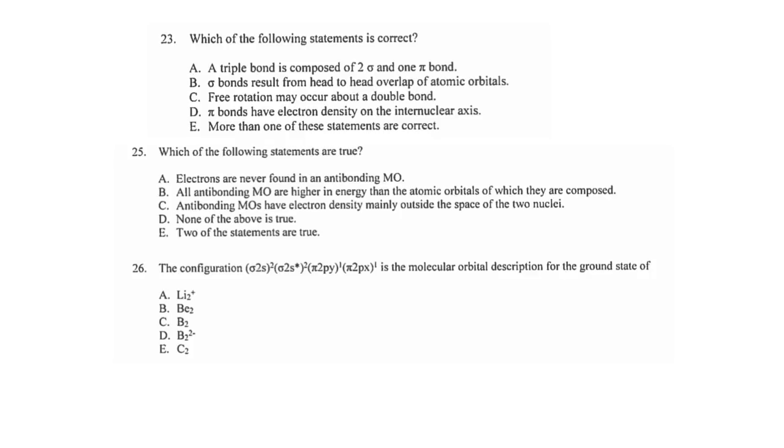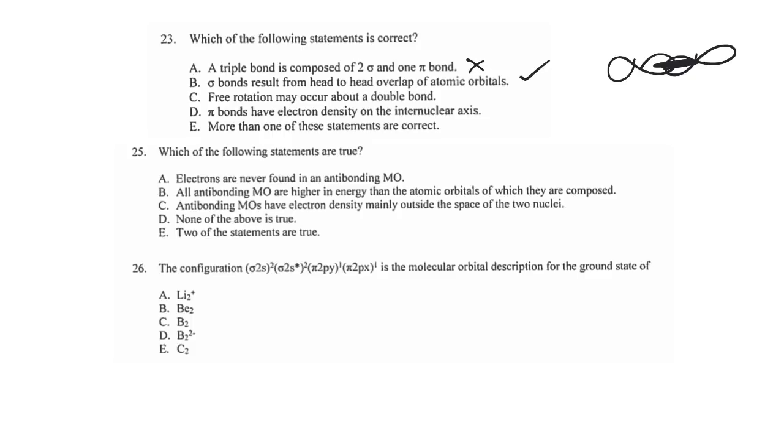Which of the following statements is correct? Triple bond consists of 2 sigma and 1 pi. That's incorrect. It's 1 sigma, 2 pi. Sigma results from head-to-head overlap of atomic orbitals. That sounds correct. So head-to-head just means head-on orbital overlap like this.